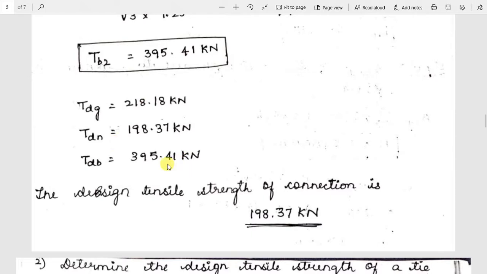So out of these three values, this is the least one. That means the load will not reach these two values. It will fail at this particular point itself, and that is due to rupture. So the strength of this tension member which is used as a plate is 198.37 kilonewton.